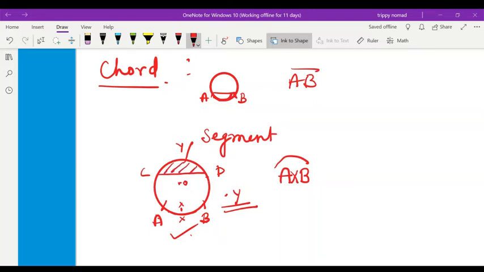And now, what is a sector? I have drawn this, and this was the center, and this part is called a sector. So what is a sector? A region in the circle which is enclosed by an arc and by two radii. These two radii. What is that area called? Sector. That is called a sector. I hope you understood all the terms.